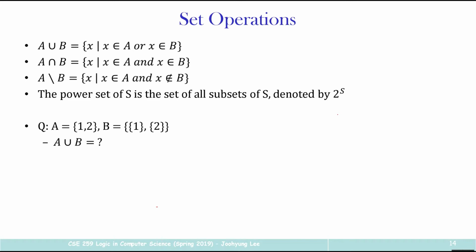How many elements will be there in A union B? Nobody knows? 4?